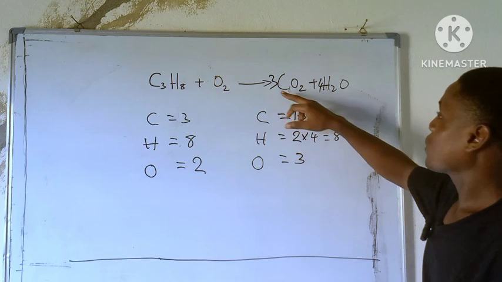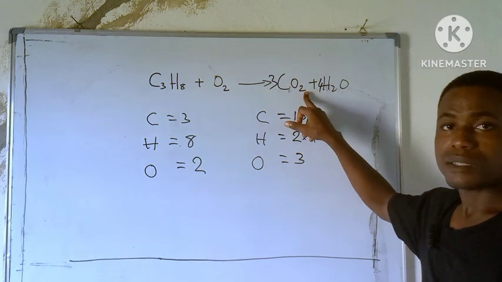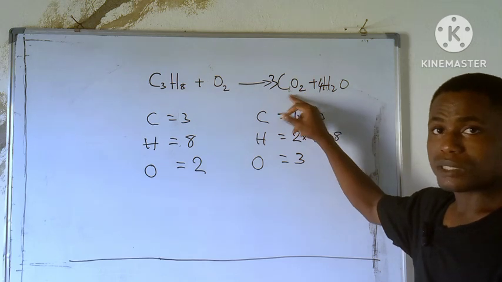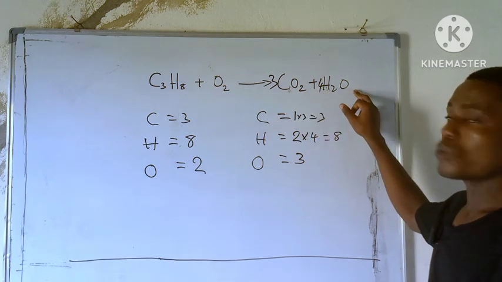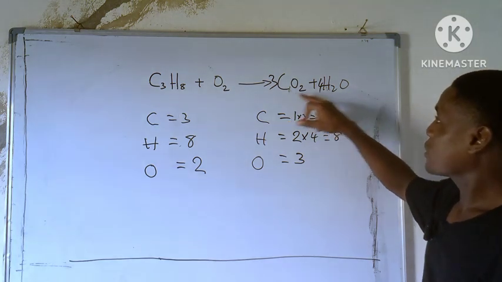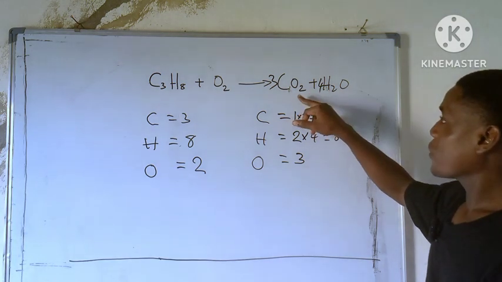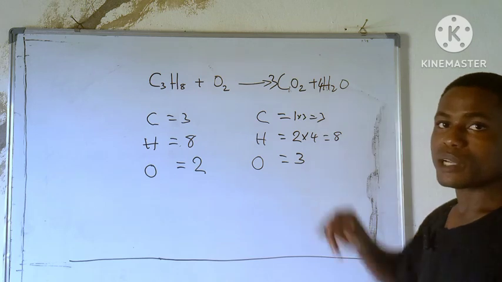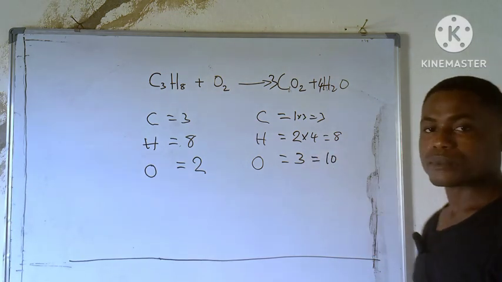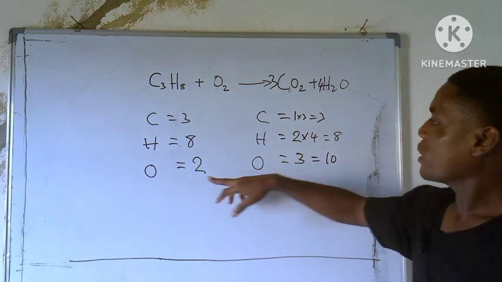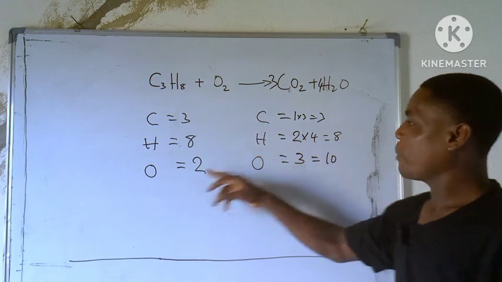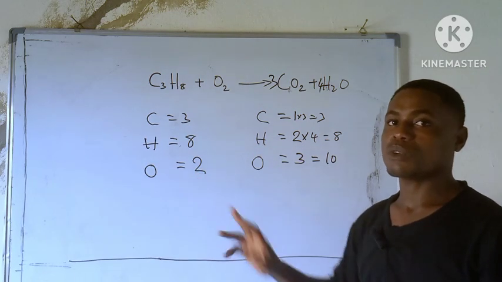Are you getting it? Now, 3 times 2 here is 6, right? So we have 6 atoms of oxygen here. And also 4 times 1 will give us 4. So we have 6 here, we have 4 here, right? So if you add them together, 6 plus 4, it will now give us 10. So oxygen here is now 10. Are you getting it? Now, here is 2, here is 10. What are we going to do? Balance here, since this one has the smallest atom.